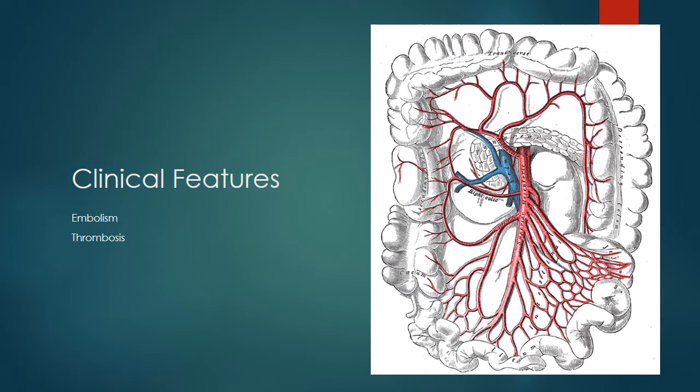So the classic triad is the elderly patient who has a history of atrial fibrillation, who presents with abdominal pain out of proportion to their clinical exam. Now, this happens only to have occurred about a third of the time, but when you see it, it's important that you at least recognize it and act accordingly.